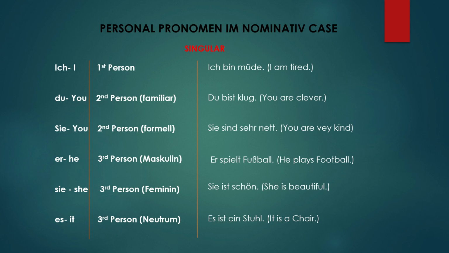Es. It is a third person singular pronoun which means it. This is used when referring to an object or a thing. For example, es ist ein Stuhl. It is a chair.